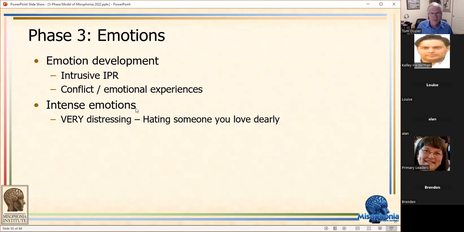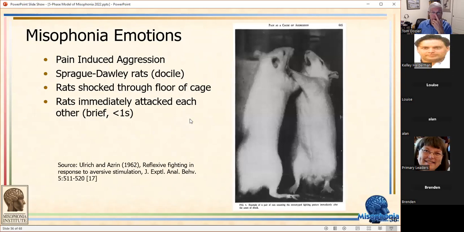And these emotions are extremely intense, right? Very distressing. You may have experienced hating someone that you love dearly. That's really weird. Or being super mad at somebody who's really nice to you and that you love completely. Well, there's a physical component of this. If somebody comes up behind you and pops you in the head, you're going to have a negative emotional response. It's called pain-induced aggression.